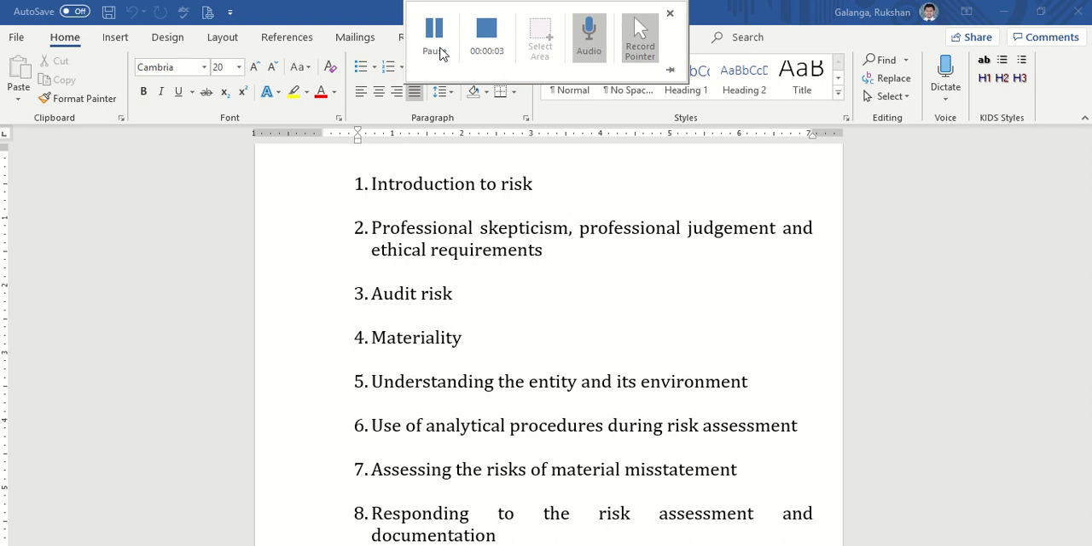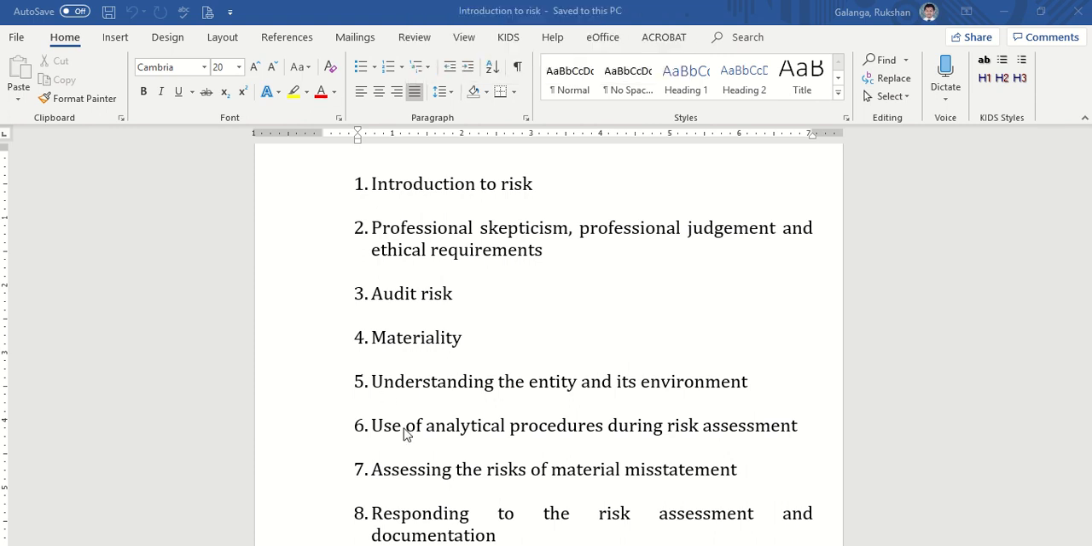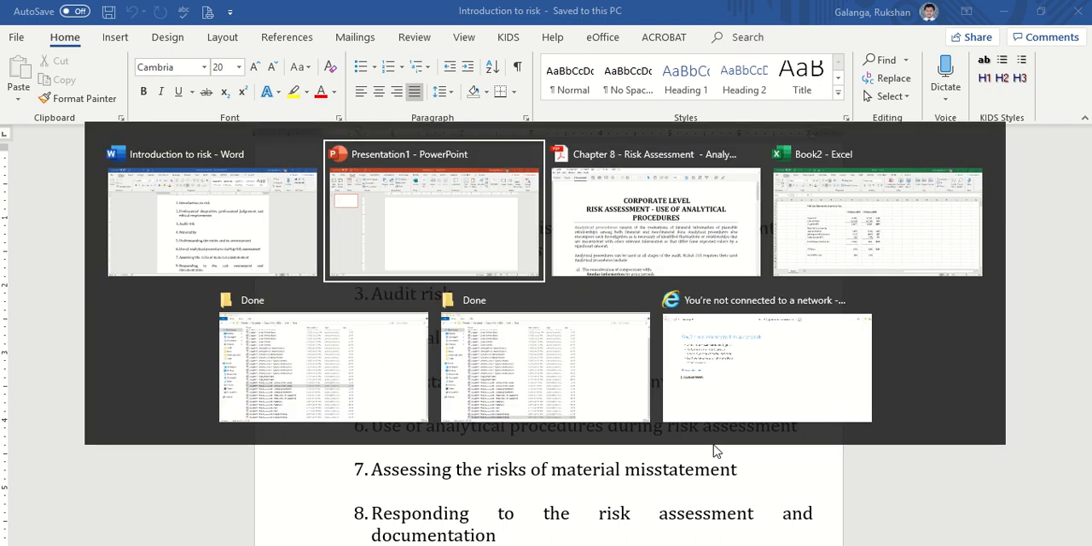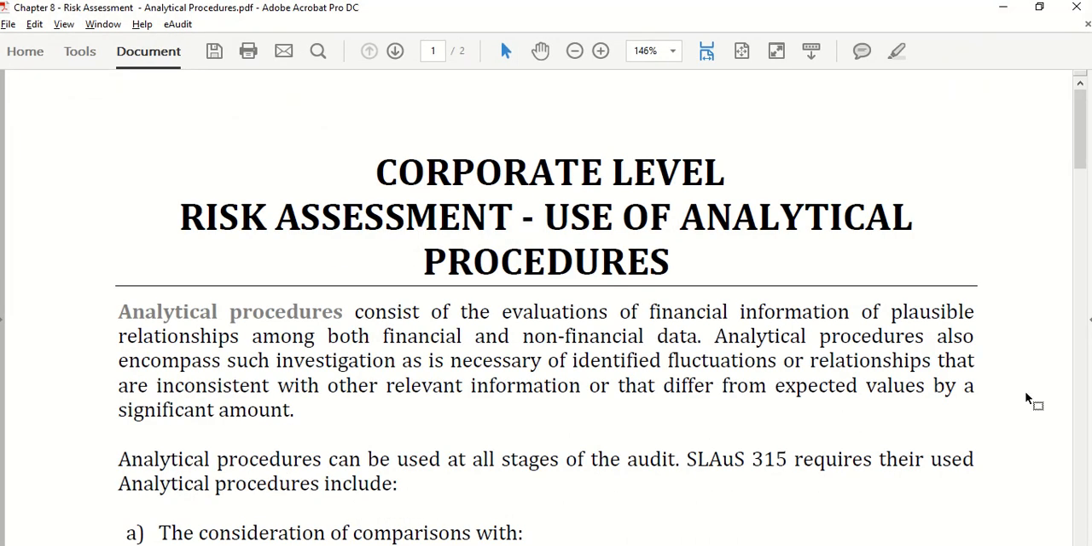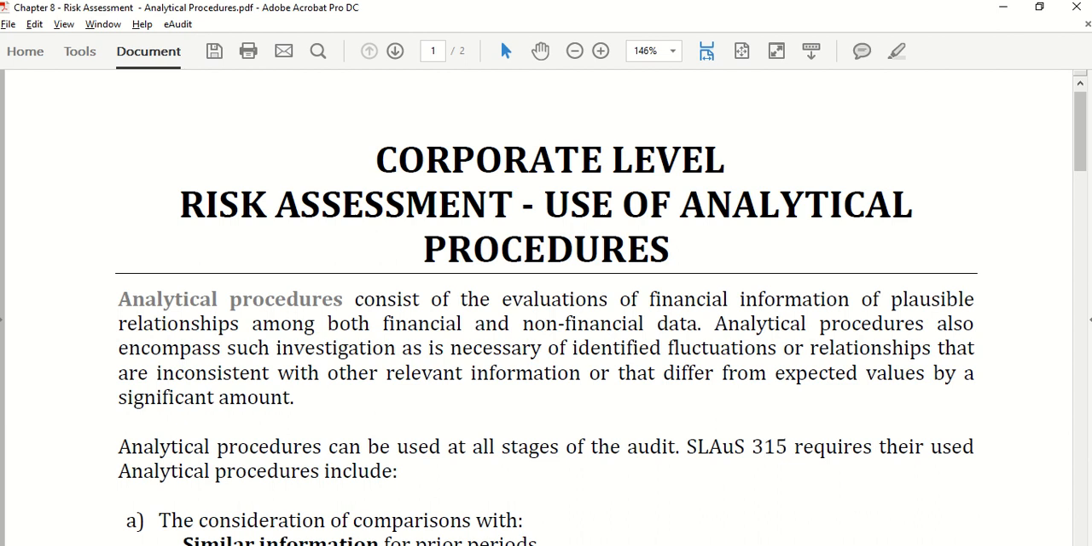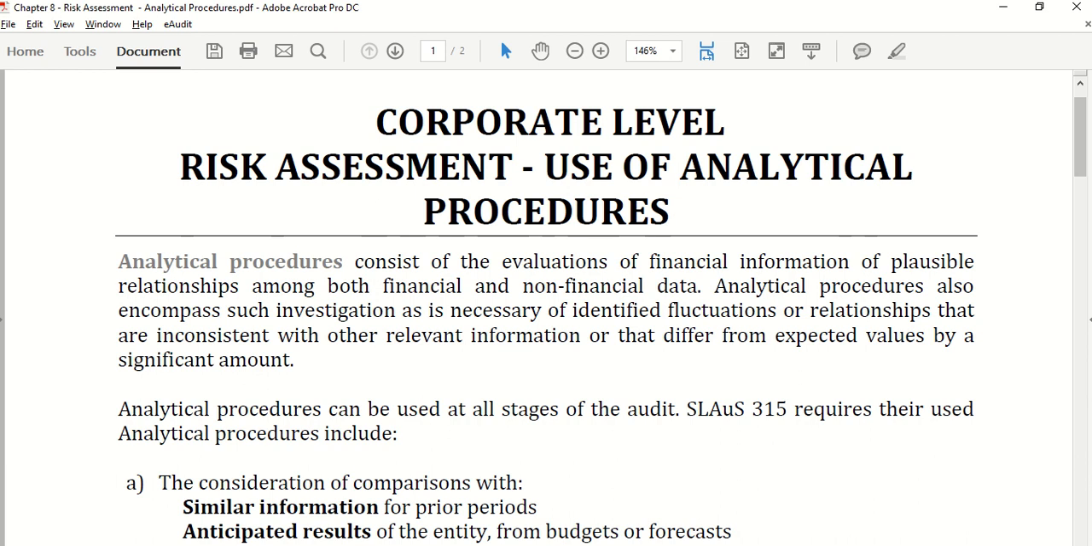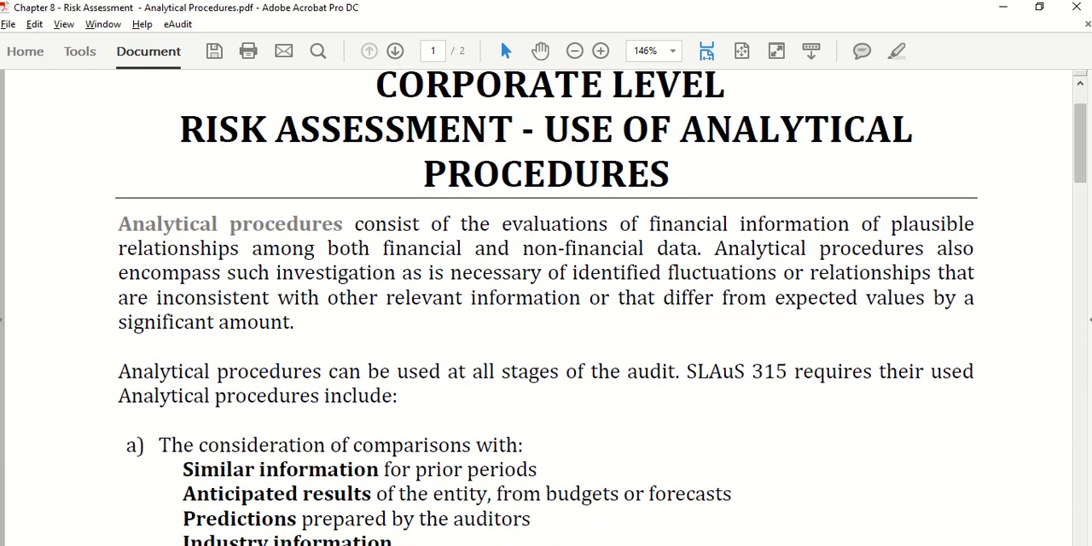Okay, we are going to look at another topic under risk assessment, which is the use of analytical procedures during the risk assessment. I told you that we are going to discuss analytical procedures separately. So here we are focusing on how we can use these analytical procedures at the stage of risk assessment.